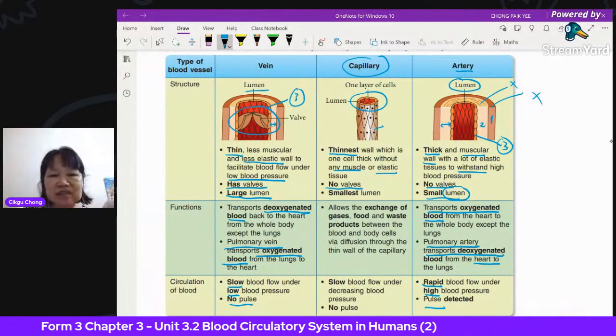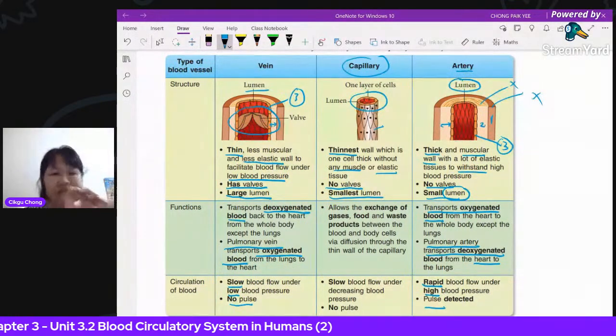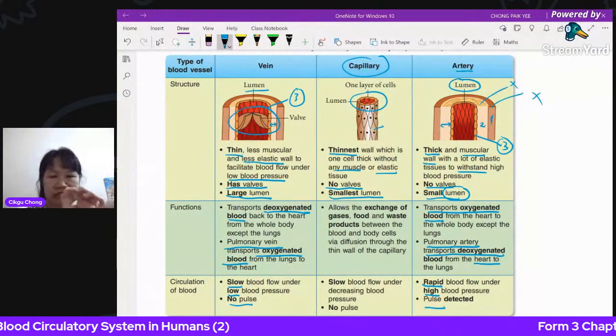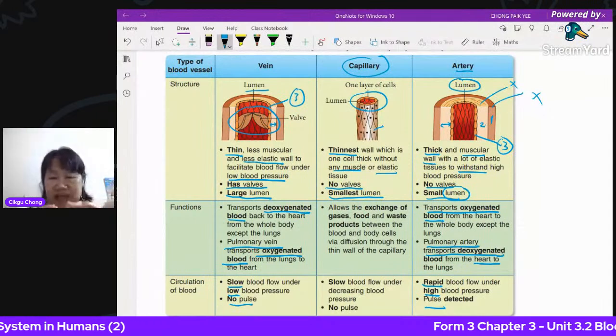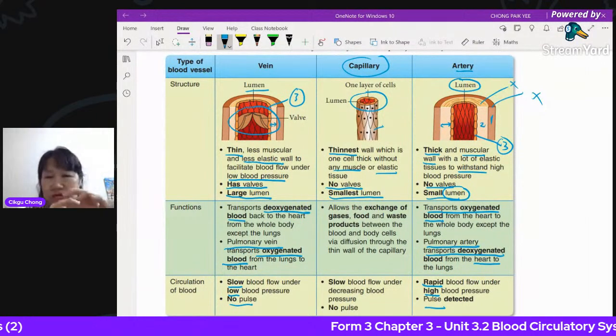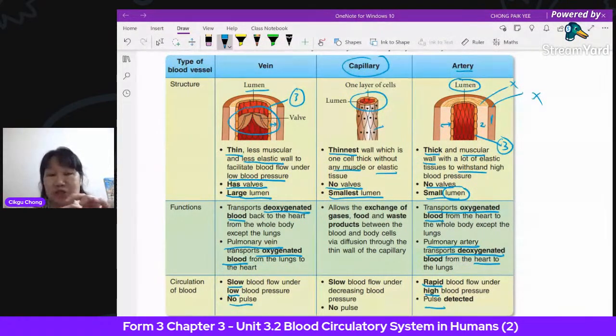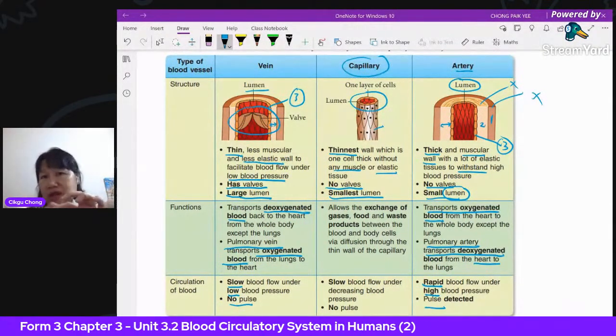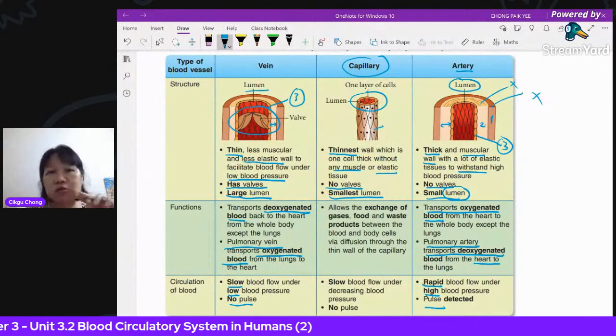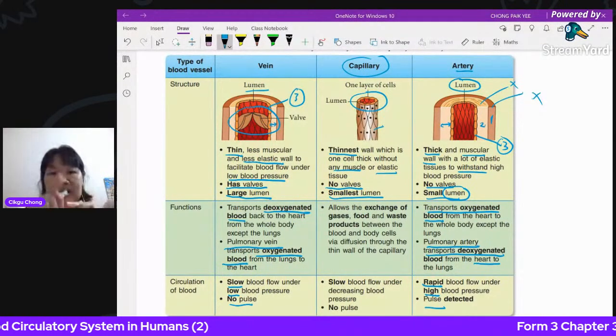And this is the smallest lumen. The smallest lumen is very fine. You have to put it under a microscope to see that. It is so fine that it only allows one by one. The blood passing through the capillary is only one by one, single file, no two by two. Because it's so narrow, it only allows one by one to pass through.